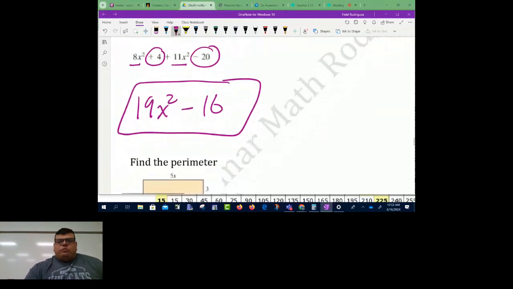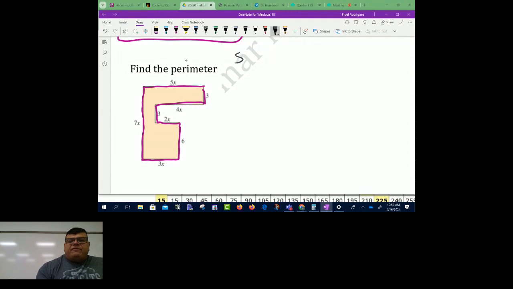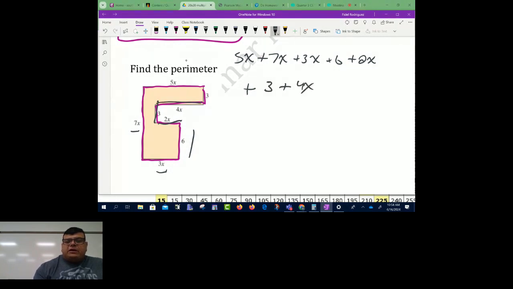All right. So y'all, I'm going to scroll down a little bit more. And we want to see if we can find the perimeter. Remember what the perimeter means, y'all? Just the distance all the way around. So I'm going to start walking this way and this way and this way and this way and this way and this way and this way and back up. Okay, so look, let's start writing it. We're going to go 5x plus this side, 7x plus this side, 3x plus this side, 6 plus that side, 2x plus this side, 3 plus this side, 4x plus that side is 3.